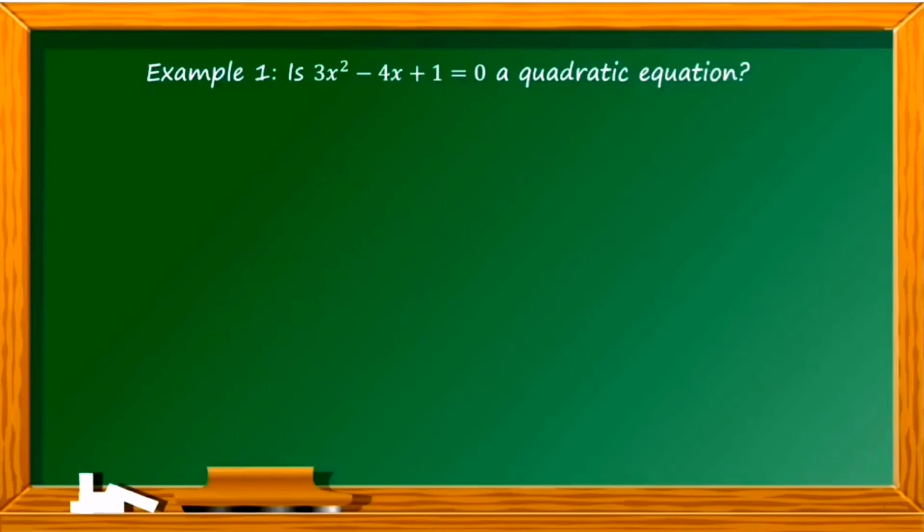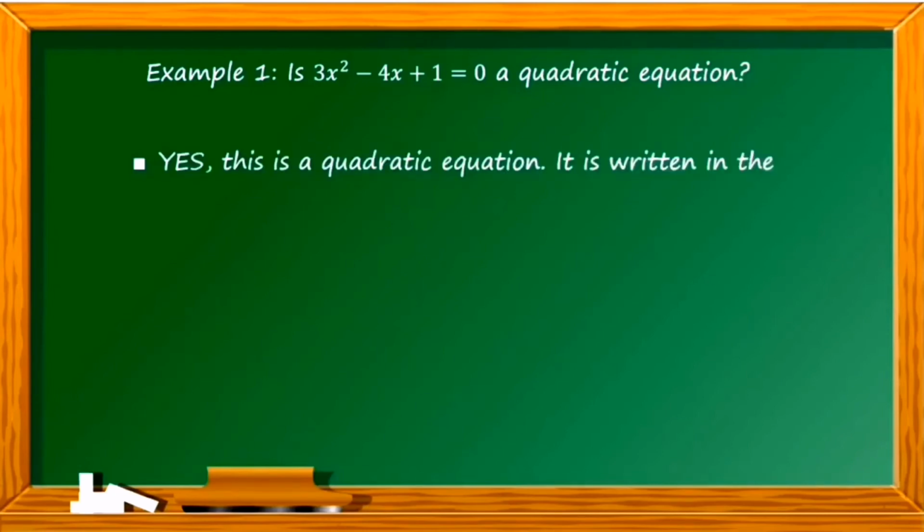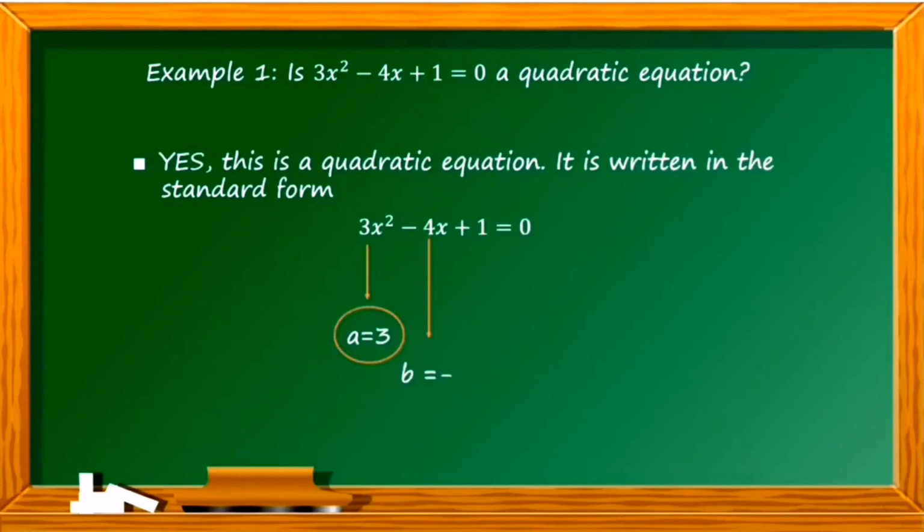Let us identify which of the following equations are quadratic and which are not. Example number 1. Is 3x squared minus 4x plus 1 equals 0 a quadratic equation? What do you think? Yes, this is a quadratic equation, and it is written in the standard form. In 3x squared minus 4x plus 1 equals 0, our a is equal to 3, our b is equal to negative 4, our c is equal to 1.